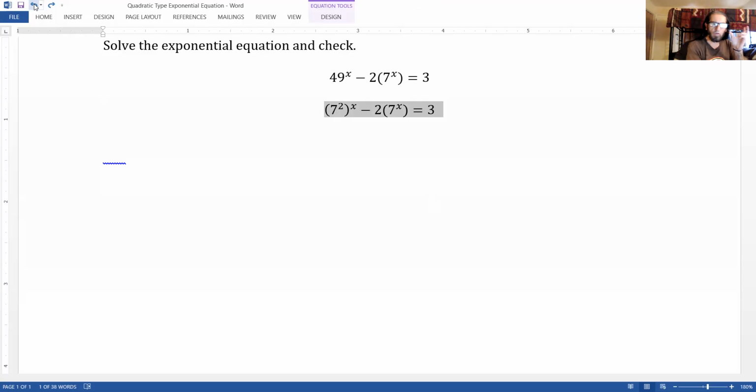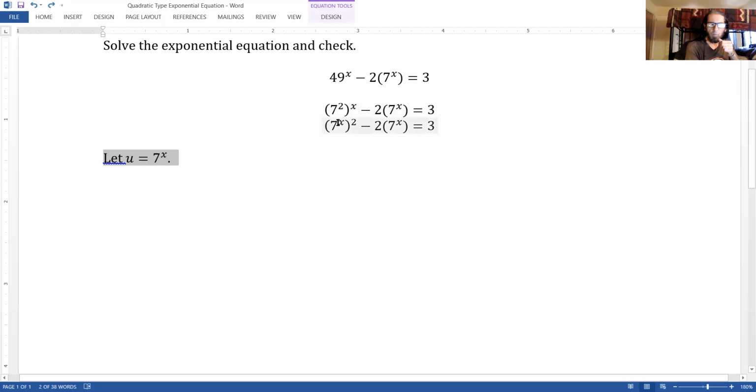When you've got exponents right next to each other, we would multiply those to give us 2x as our first exponent of 7. However, I'm going to write it this way. The order of the multiplication would not matter. So 2 times x is the same as x times 2. Now we're seeing that we've got a 7 to the x to the first power over here and a 7 to the x to the second power here, telling me that we've got something of quadratic type.